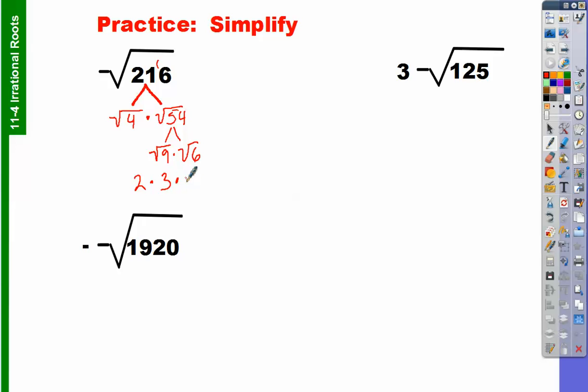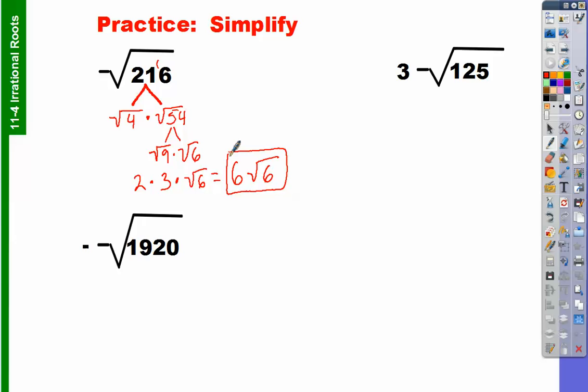Since we can't reduce the square root of 6 any further, we're just kind of stuck with it. So the square root of 216 is going to be equal to 2 times 3 times the square root of 6. Oh, I can multiply the whole numbers together, can't I? 2 times 3 is 6, times the square root of 6. You don't have to put the multiplication symbol, because when you have a number next to a radical, it means multiply. So we end up with a simplified answer of 6 times the square root of 6, and we can't go any further.